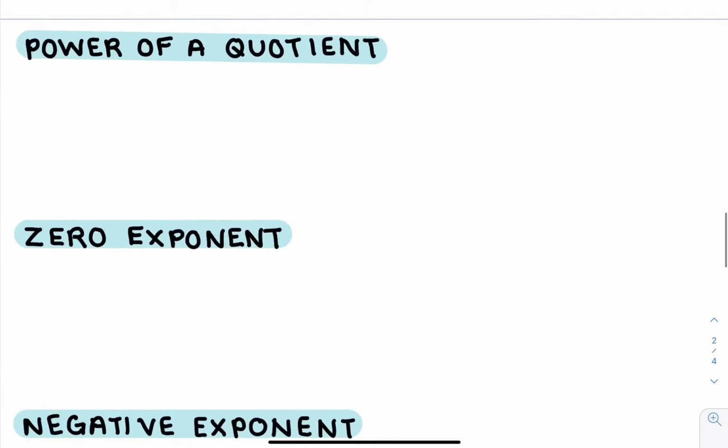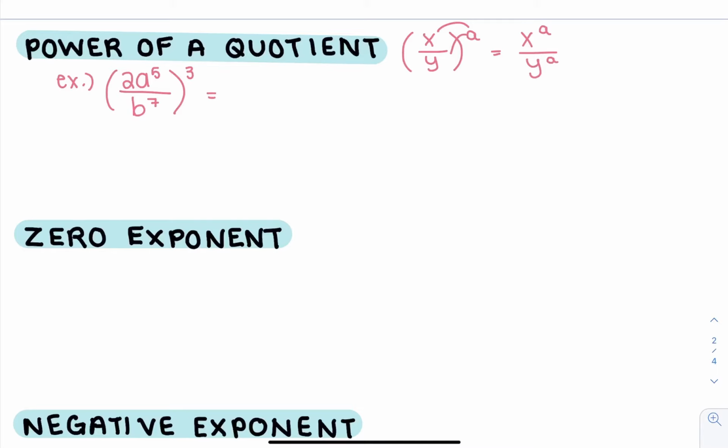Next up, we have power of a quotient. This is pretty similar. So here, if I have x over y to the a, I distribute the a to everything. So this becomes x to the a over y to the a. So again, this is pretty simple, but let's try an example that's a little bit trickier. So let's say we have 2a to the 5th divided by b to the 7th raised to the 3rd power. Now, I need to give the 3, this exponent, to every single term. So I need to give it to the 2, to the a, and to the 7th, and I multiply. So this becomes 2 cubed, a to the 5 times 3, over b to the 7 times 3. So this becomes 2 cubed a to the 15th all over b to the 21st.